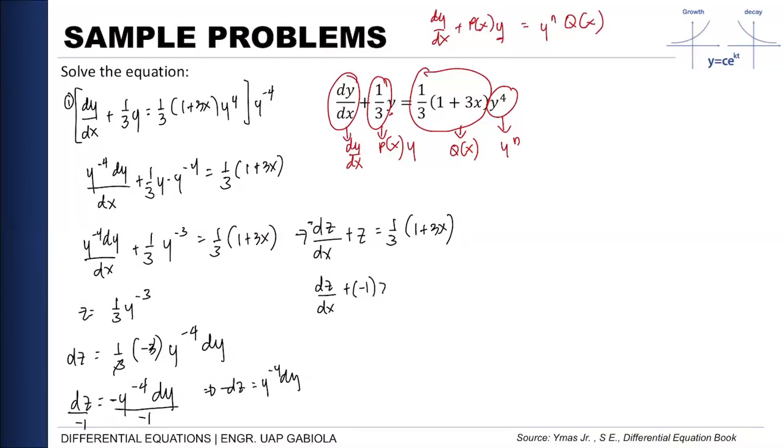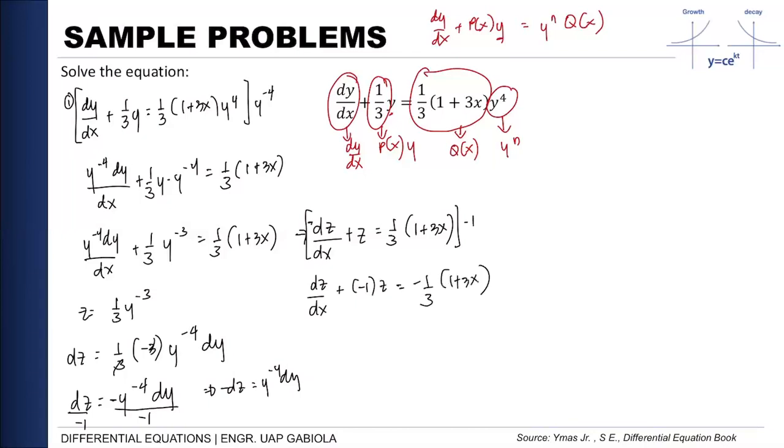Negative 1 z is equals to negative... Or we can multiply by negative 3. Actually we don't need the 3, so just by negative 1. Let's repeat: dz over dx plus negative 1z is equals to negative 1/3 (1 plus 3x).